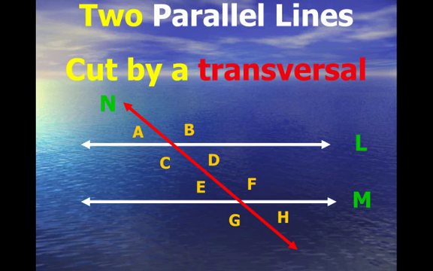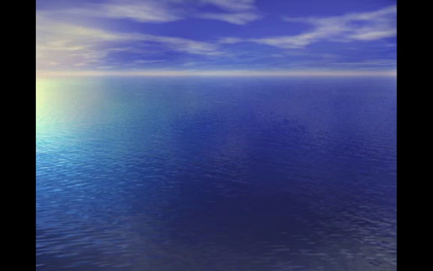Notice that when you cut through two parallel lines, 8 angles are formed. 4 angles are on line L. They would be A, B, C, and D. And then 4 angles are on line M. They would be E, F, G, and H. As a result, each of these angles takes on a different term or vocabulary. And that's what we want to talk about today, the vocabulary about what each of these angles are.